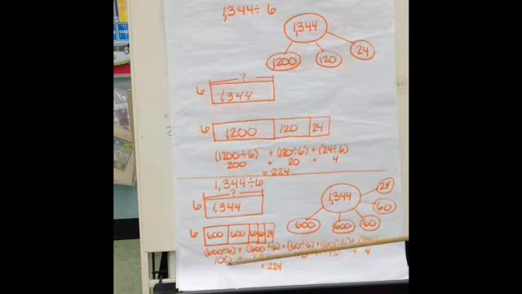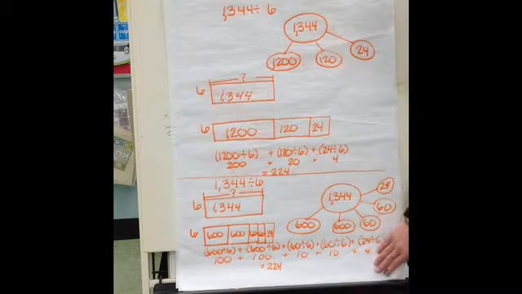600 divided by 6 is 100. 600 divided by 6 is 100. 60 divided by 6 is 10. 60 divided by 6 is 10. 24 divided by 6 is 4. If I add these up, 100 plus 100 plus 10 plus 10 plus 4, I still get 224. So as you can see, how you split the number up in your number bonds doesn't really matter. You are still going to get the same answer in the long run.